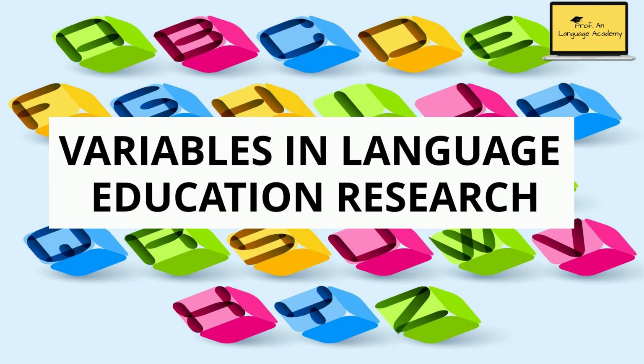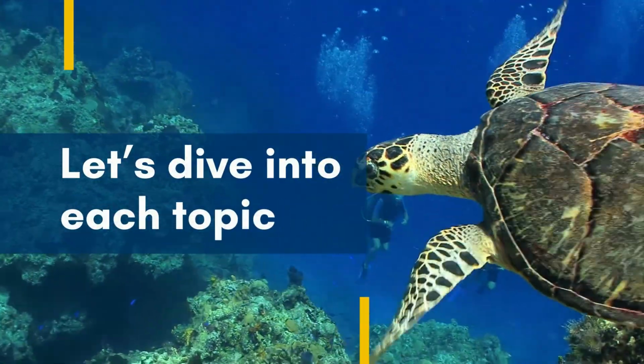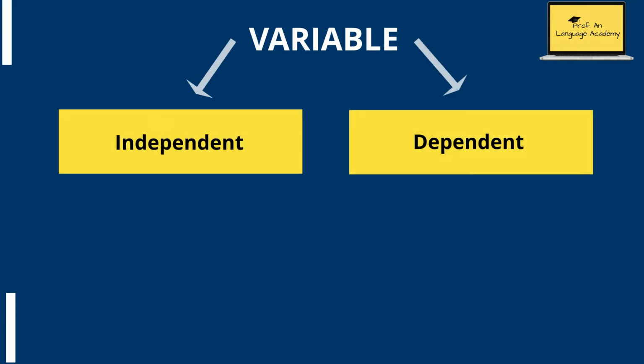This video is on variables in the context of language research. A variable is a value or any element that can be measured. There are two main types of variable: independent variable and dependent variable.